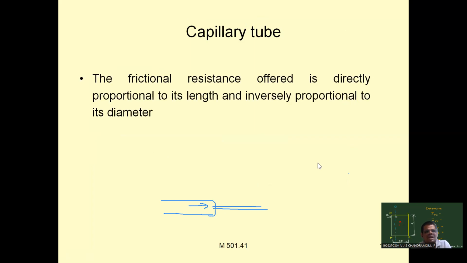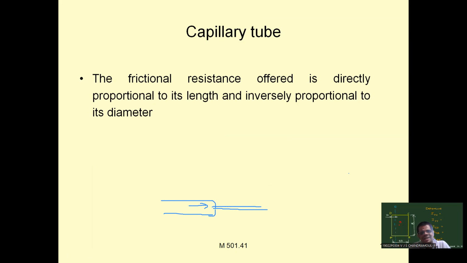Next. The frictional resistance is directly proportional to its length and inversely proportional to its diameter. So here, as the diameter decreases, it offers more and more resistance to the flow. And that's why this diameter is inversely proportional. If the diameter decreases, resistance increases. They are inversely proportional to each other.